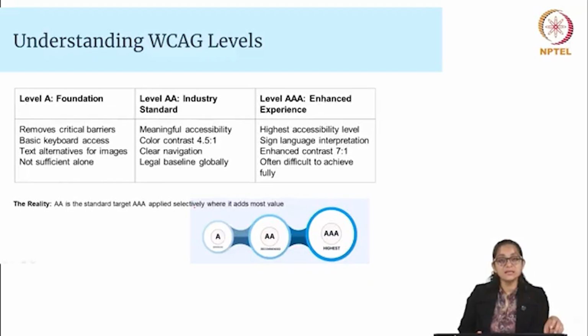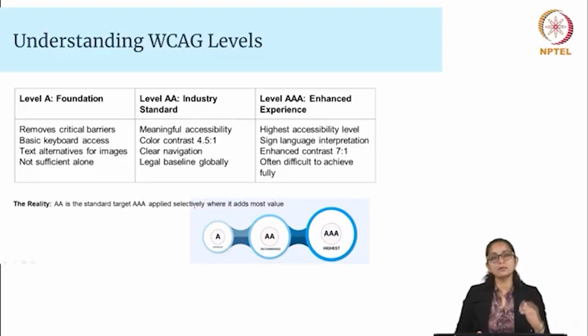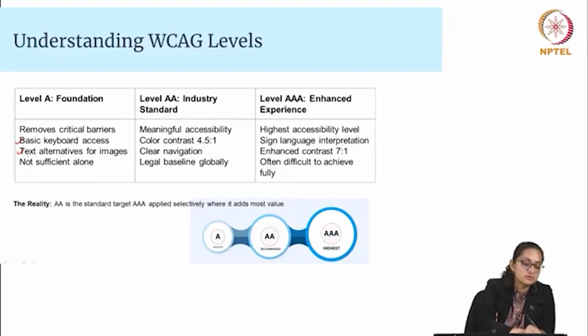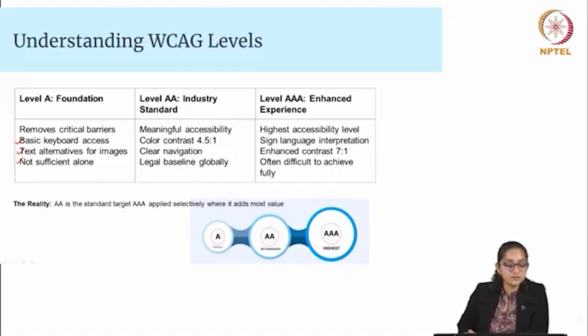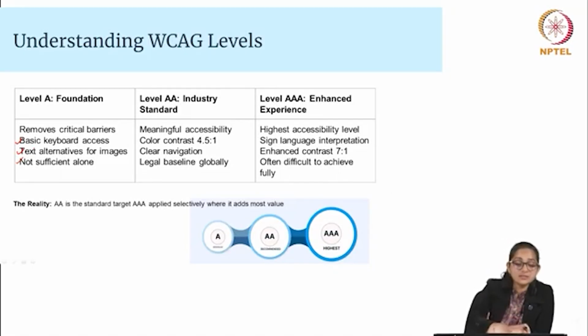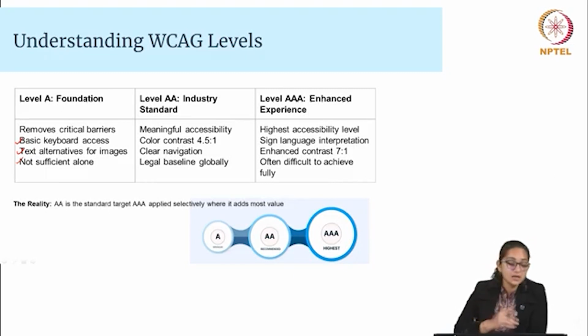So level A is the foundation. It talks about critical barriers, like basic keyboard access and text alternatives for images. But just by themselves, level A is not sufficient. From a legal perspective, it's not sufficient alone.